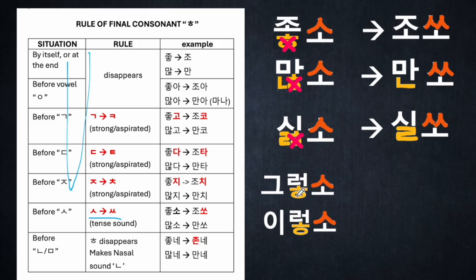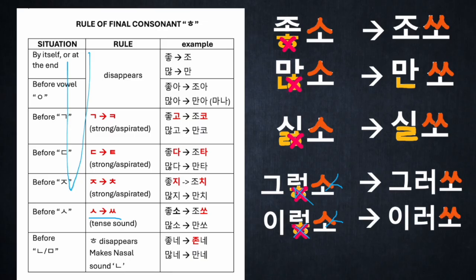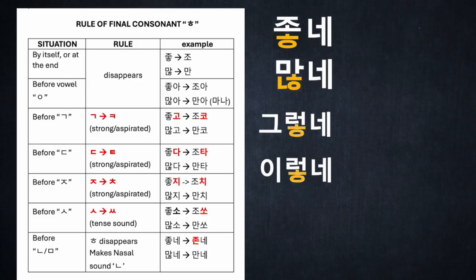How about this one? You drop and you just add one more, right? Double. So it'll be 그렇소, 그렇소. Okay, and this one, you drop this and you add one more, s, double. 이렇소, 이렇소. Okay, the next one, last one.